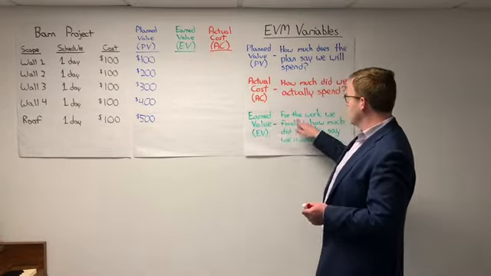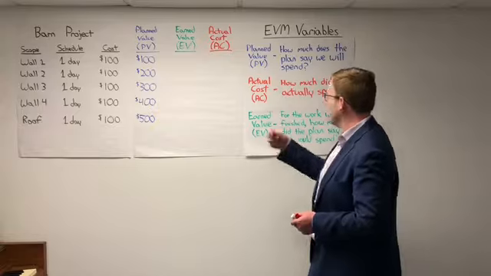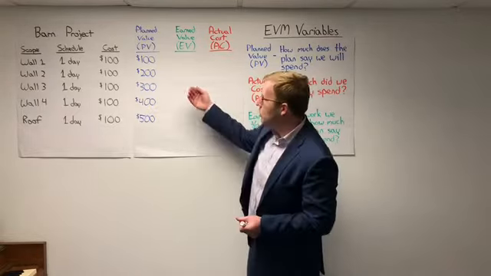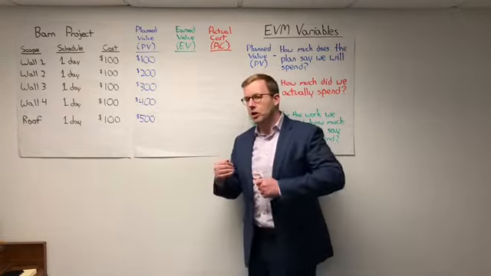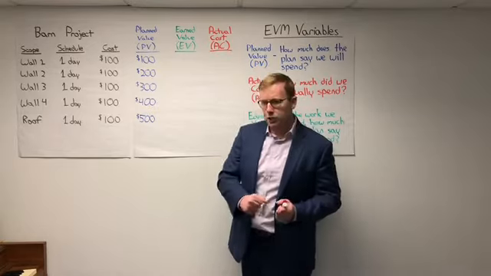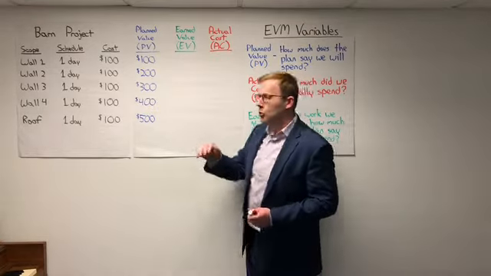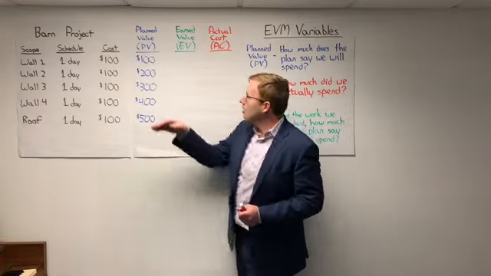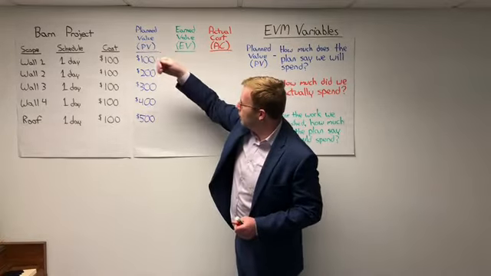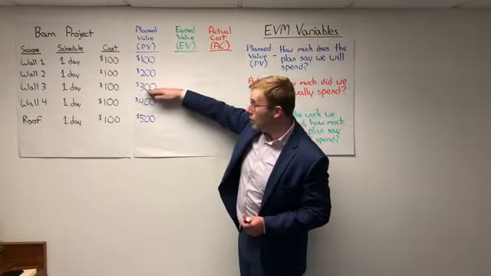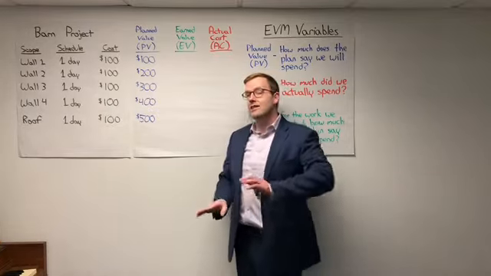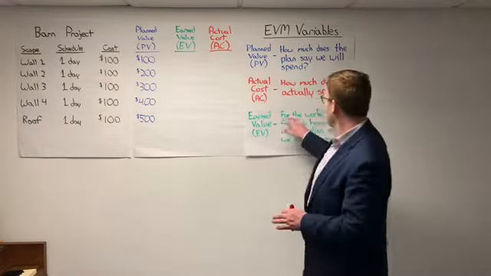Earned value: for the work that we finished, how much did the plan say we would spend? So what we need to figure out is how much work did we actually finish? We're here at the end of day 3 and we're actually a little bit behind. We completed wall number 1, we completed wall number 2, we're working on wall number 3, but it's not done yet for work that we finished.